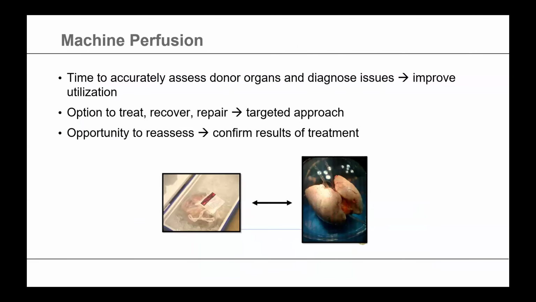So that means I'd like to shift focus to thinking about how we can manage our donors and how we can specifically manage the grafts. We know that ex vivo machine perfusion has really revolutionized what we're able to do in transplant in the past 5 to 10 years. It increases the time that we have to accurately assess donor organs and diagnose issues, ultimately improving organ utilization. It gives us the option to treat, have the organs recover and repair, using a targeted approach. And it also gives us the opportunity to reassess the organ in terms of graft quality, therefore allowing us surgeons to confirm the results of treatment.